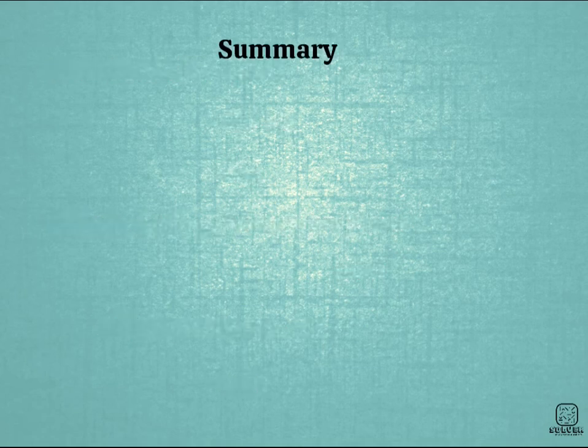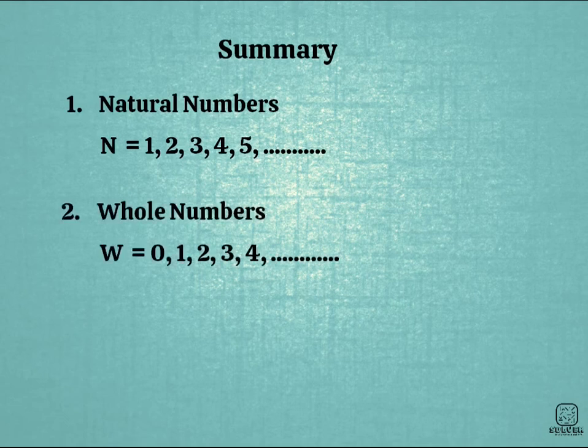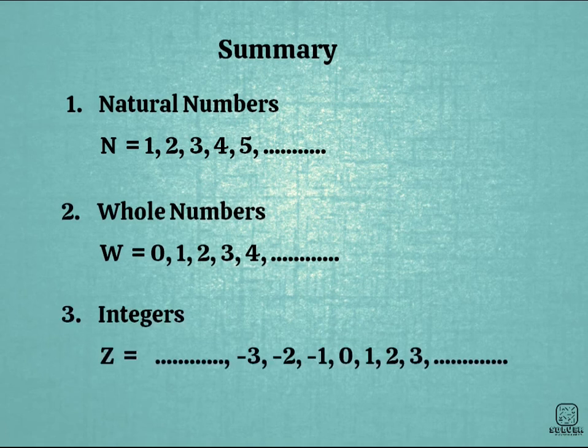The summary of this lesson is: Natural numbers N equal to 1, 2, 3, 4, 5, etc. Whole numbers W equal to 0, 1, 2, 3, 4, etc. And integers Z equal to negative natural numbers, 0 and positive natural numbers.